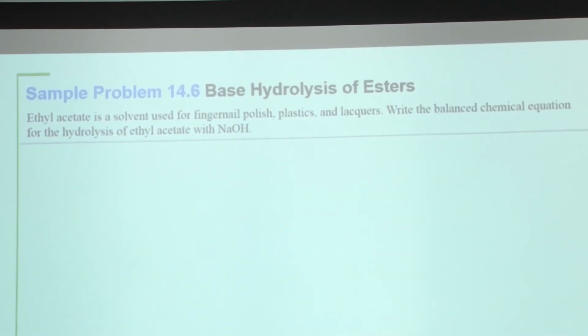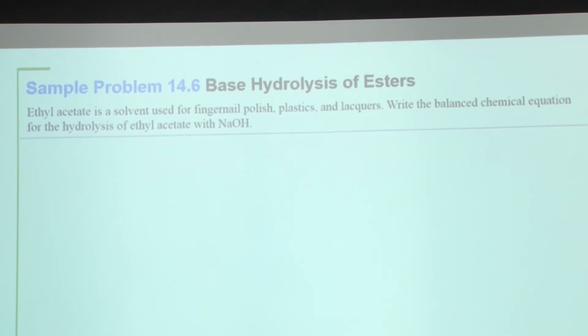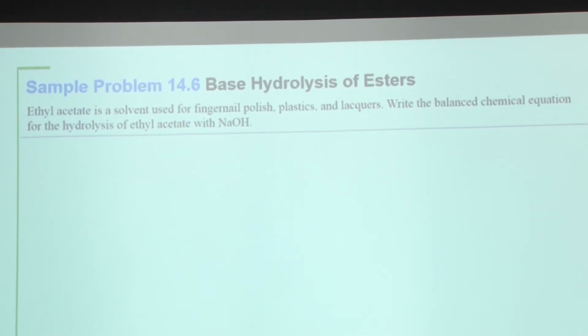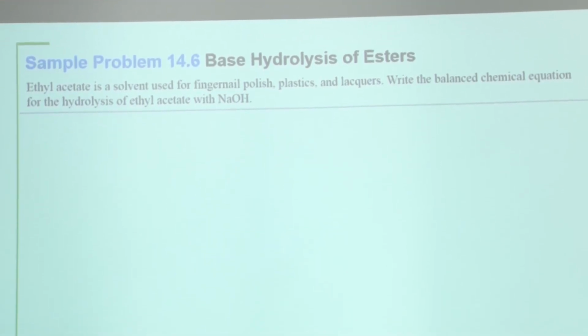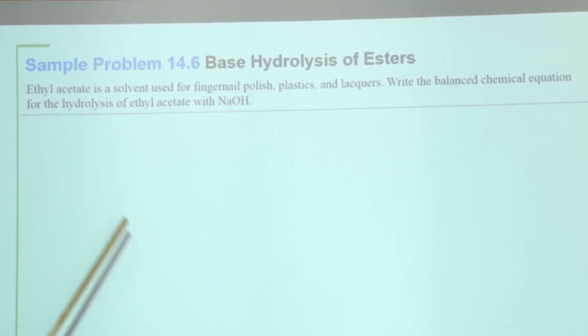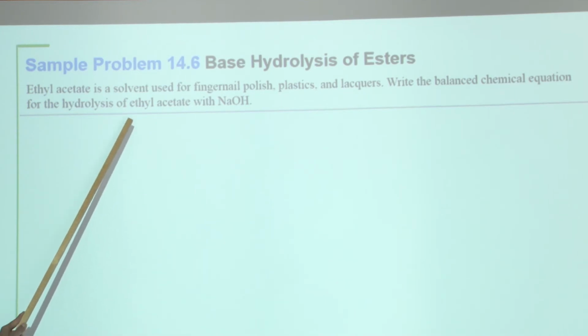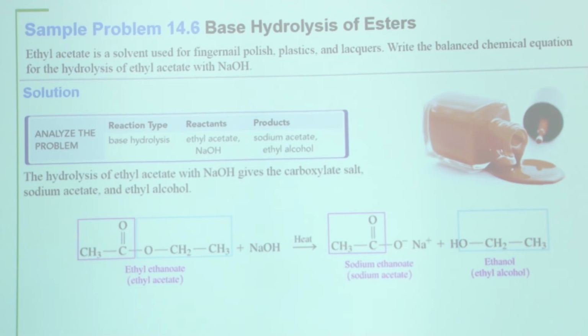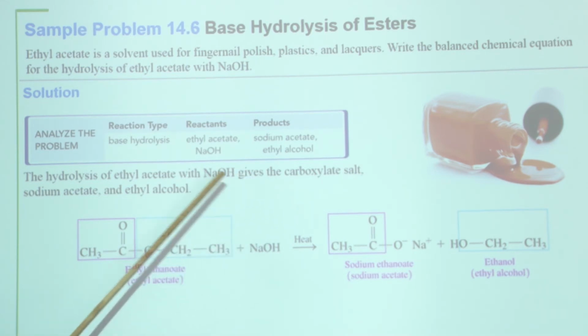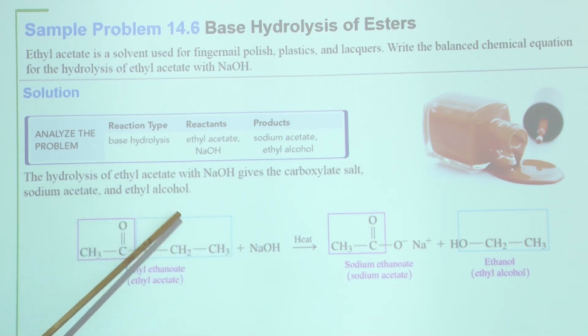Ethyl acetate is a solvent used for fingernail polish, plastics, lacquers. Write the balanced chemical equation for the hydrolysis of ethyl acetate with NaOH. Hydrolysis is breaking down. You're breaking down the ester in the presence of a base. Base hydrolysis of ester. Now, the hydrolysis of ethyl acetate with NaOH gives the carboxylate salt, sodium acetate, and ethyl alcohol.